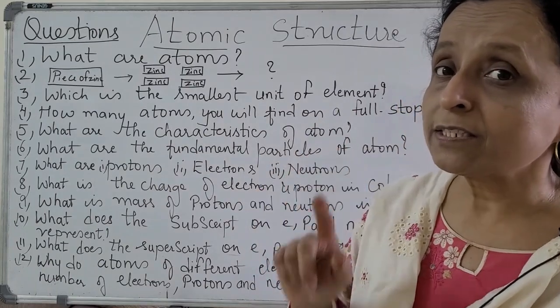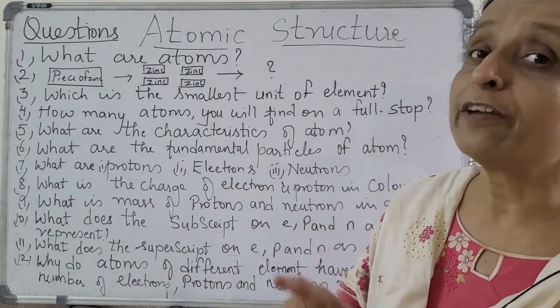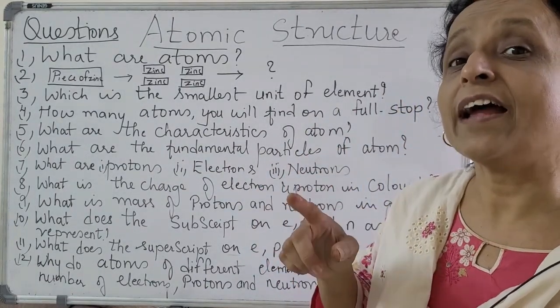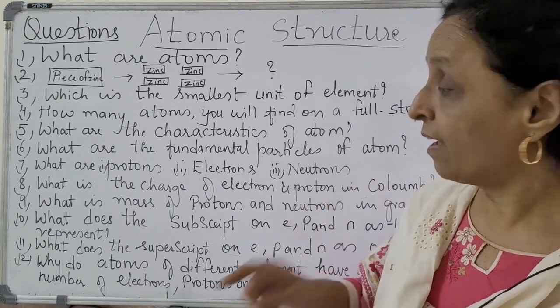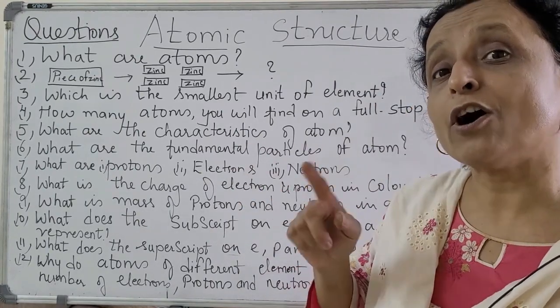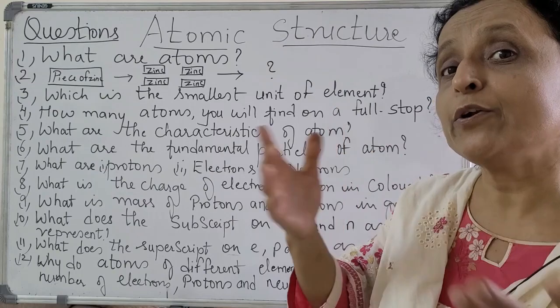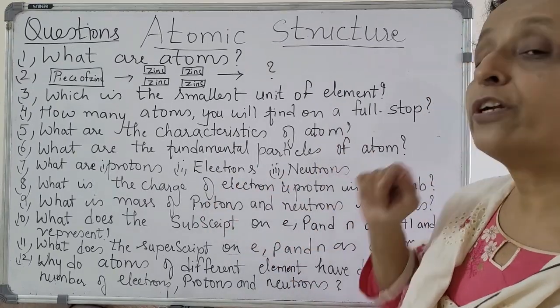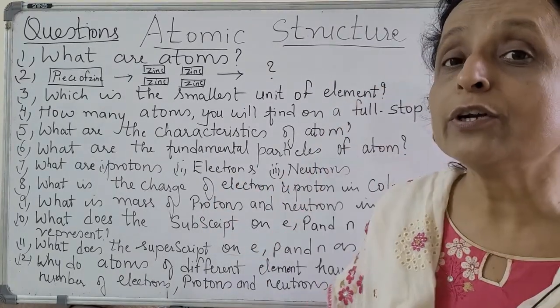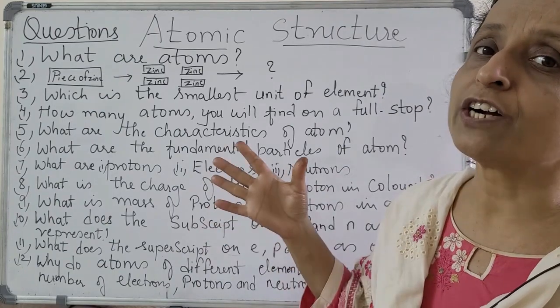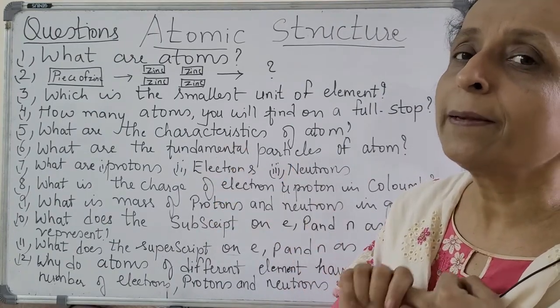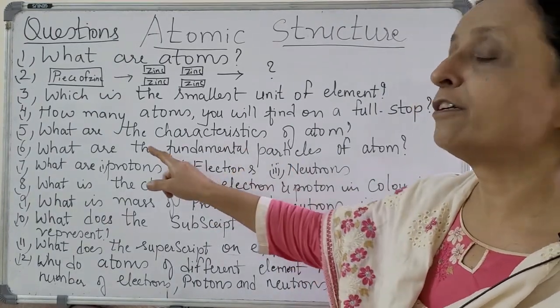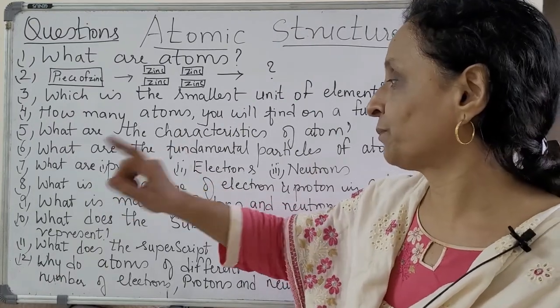You know the structure. Electrons, protons and neutrons are the fundamental particles of the atom. Now, what are protons, what are electrons, what are neutrons? Proton is the particle of the atom having positive charge and unit mass. Electron has got unit charge but no mass. Neutron has got unit mass but no charge. So these are the three fundamental particles of the atom.